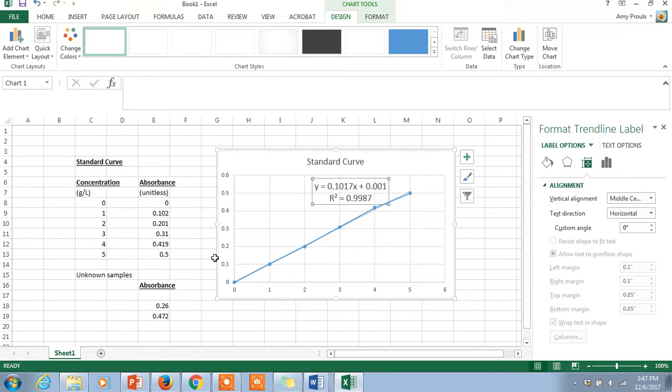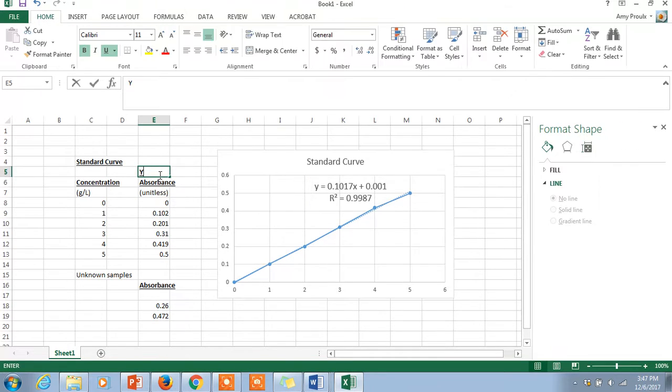So y, if you recall, were our absorbance values. So I'm just going to put y above it. I'm going to put x above concentration, if you just want to remember that. So y, x, that's our slope, and b is our intercept value. The R-squared value is interesting because it tells you how good your line was. Did it fit well or did it not fit well? And the closer it gets to 1.0, the better and straighter your line is.